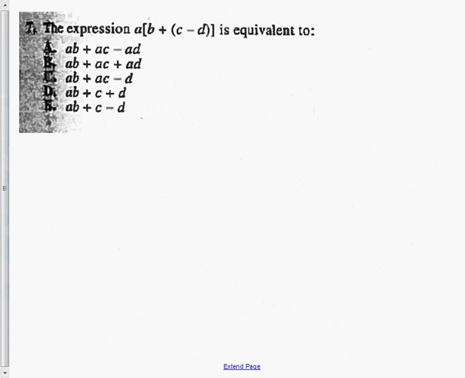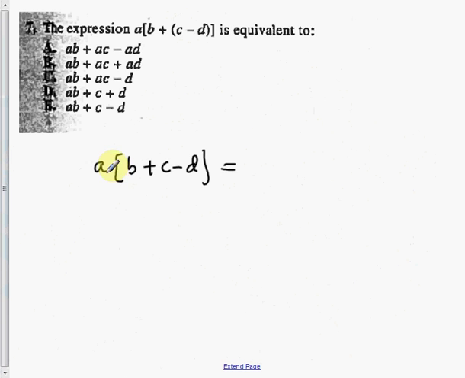Well, a little algebra. The expression a times the bracket b plus parentheses c minus d is equivalent to, we're going to keep that a on the outside. Let's simplify the inside. When we deal with parentheses and exponents and brackets and that kind of thing, you want to go inside to the innermost core of the onion and then work your way out. So we're going to go in the inner parentheses, the c minus d. Let's simplify that. So here we get the b plus, we can just drop the parentheses, c minus d.